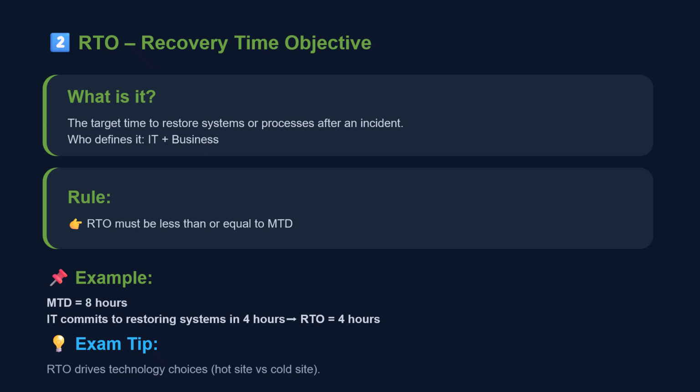Example: if the business says the system can tolerate an outage of 8 hours, IT may commit to restoring services in 4 hours. So, MTD equals 8 hours. RTO equals 4 hours. Exam tip: RTO directly influences technology choices. For example, whether you need a hot site, warm site, or cold site.